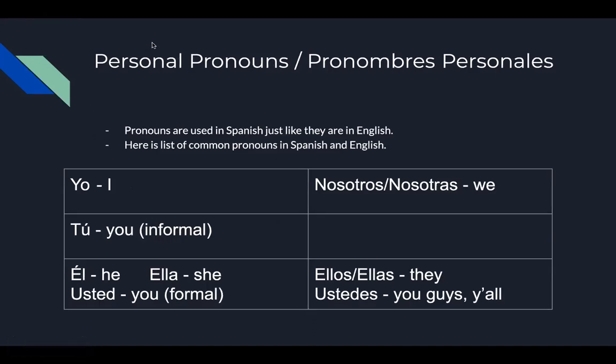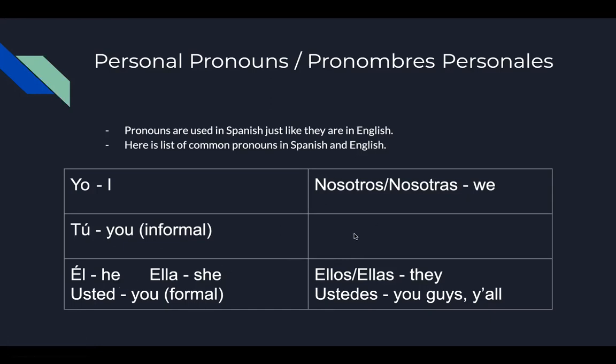So just to go over the personal pronouns. Like I said, pronouns are used in Spanish just like they are in English. And I put a list up here with the pronouns in Spanish and their English equivalents. So yo is I, tú is you informal, él is he, ella is she, usted is you formal, nosotros or nosotras is we, ellos or ellas is they, and ustedes is like you guys, y'all, more than one person.